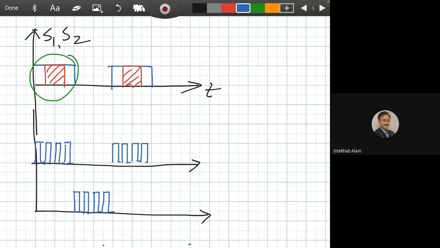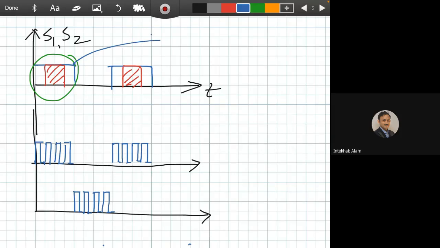Is it okay with you? Can you understand these things? Did you understand this? Yes, sir. If it is clearly understandable, we can proceed to the next terminology.